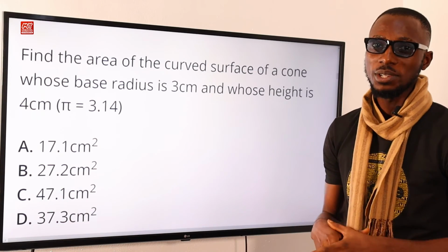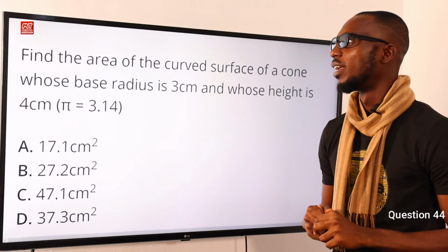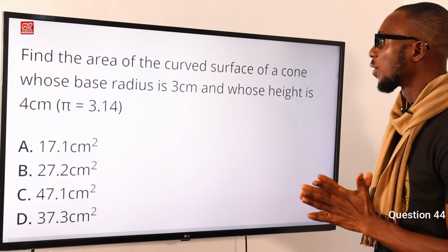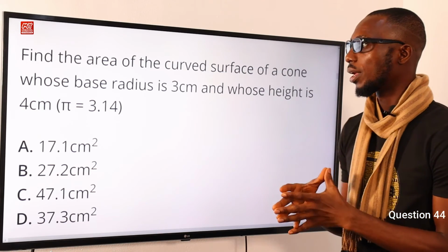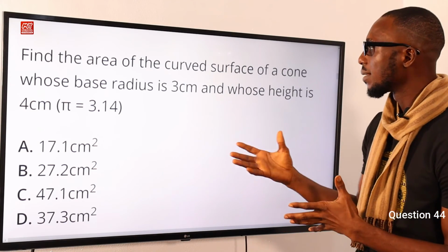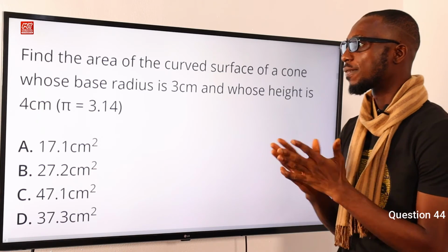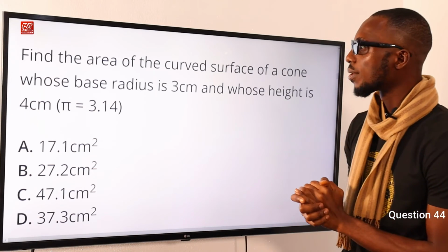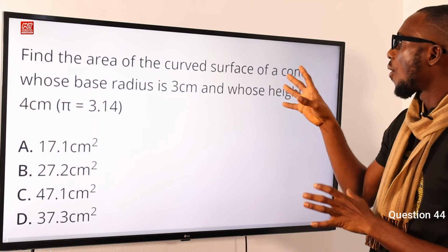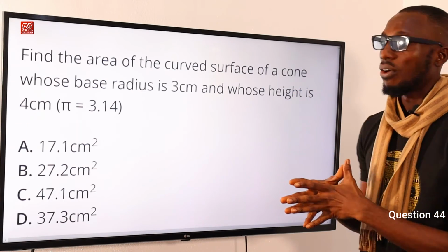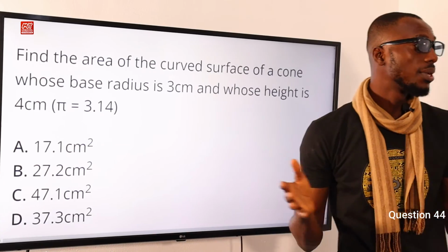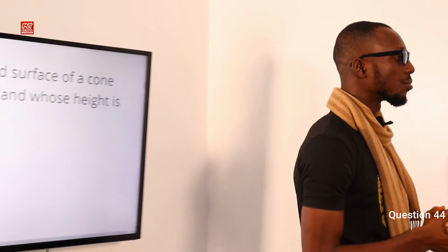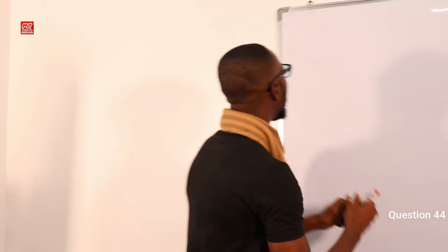So join me as we solve question 44. Find the area of the curved surface of a cone whose base radius is 3 centimeters and whose height is 4 centimeters. So take note of this. Find the area of the curved surface. Take note of the curved surface area. So let's just do this. The first thing we have to do is to find this.